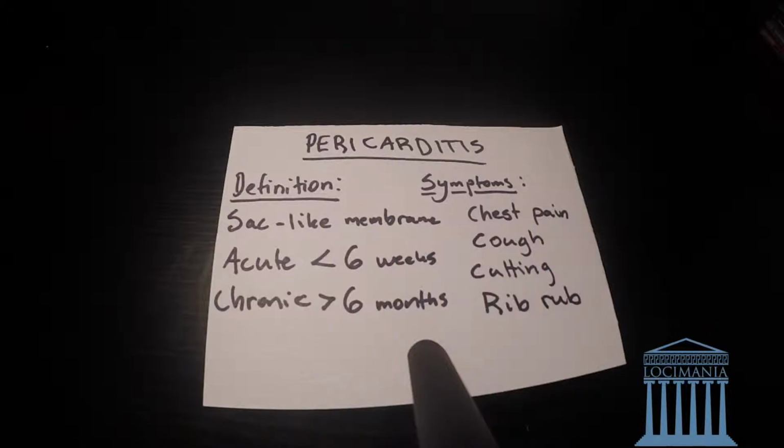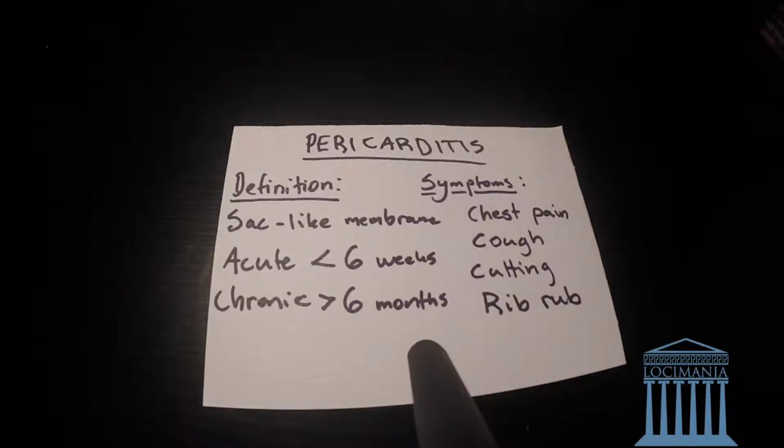You have different types. Everything under 6 weeks is called acute, everything above 6 months is called chronic, and everything in between is called subacute. You can see different kinds of symptoms in these patients. You will see chest pain, cutting pain, coughing, and a phenomenon called rib rub, where you have the pericardium rubbing on the rib, and that hurts very much.